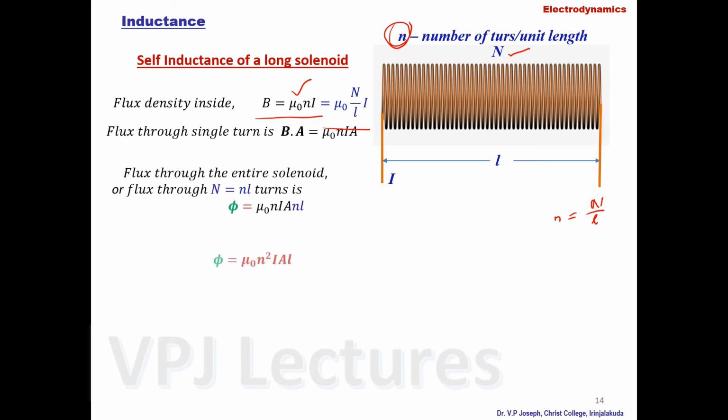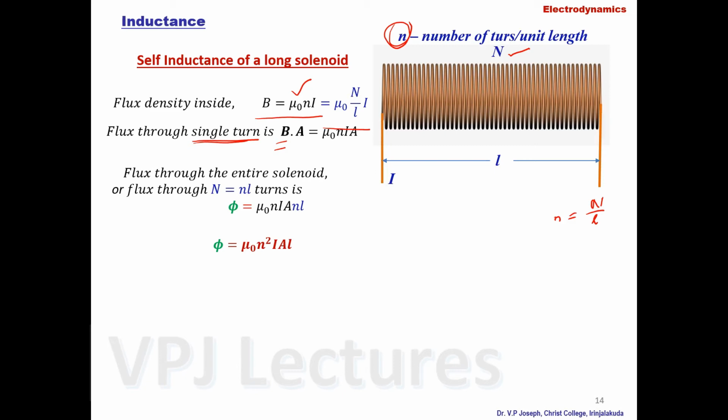Now the flux through a single turn of the coil is taken as B dot A, or simply B into A in this case, because B is the flux density and we are assuming that the magnetic field inside the coil is constant throughout the area of the coil. B is assumed to be constant, constant throughout the entire area of the coil. Within the coil, it is constant everywhere.